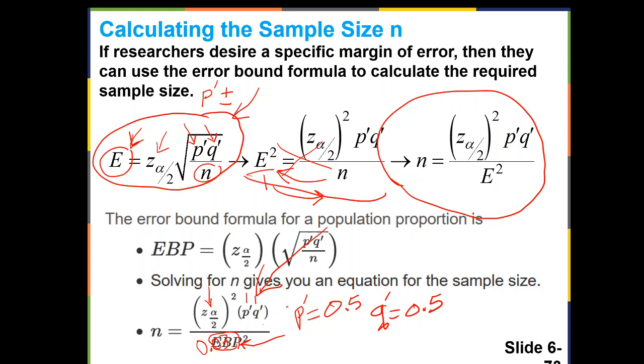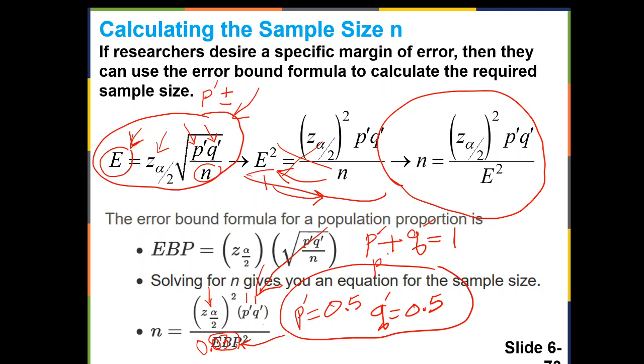If you're not given p prime and q prime. If the problem is given p prime and q prime, then you use the given data, the given information. If you're not given p prime and q prime, just use 0.5 and 0.5. The reason for this is that if you have two numbers that add up to 1, and you know p and q add up to 1, p prime and q prime, right?